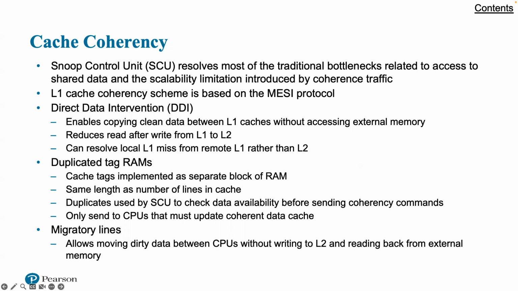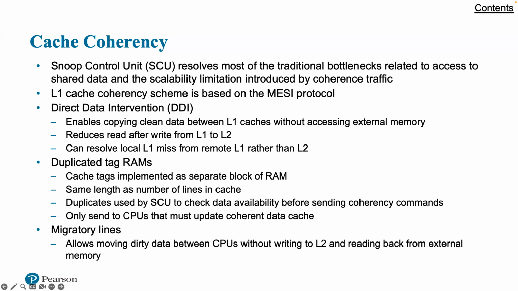Direct data intervention, DDI, enables copying clean data from one CPU L1 data cache to another CPU L1 data cache without accessing external memory. This reduces read and write activity from the L1 cache to the L2 cache. Thus, a local L1 cache miss is resolved in a remote L1 cache rather than from access to the shared L2 cache.